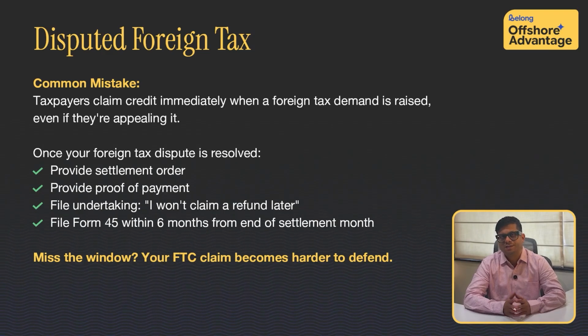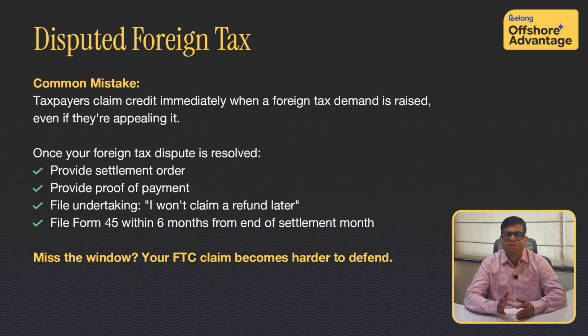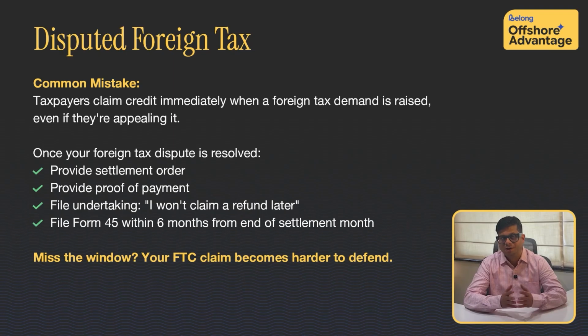Draft Rule 76 takes a cleaner approach. No credit is allowed for disputed foreign tax unless you satisfy the settlement route. The settlement route is strict, so timing is everything. Once your foreign tax dispute is finally resolved, you have a hard deadline. You must provide a settlement order, proof of payment, and a formal undertaking that you won't claim a refund later.